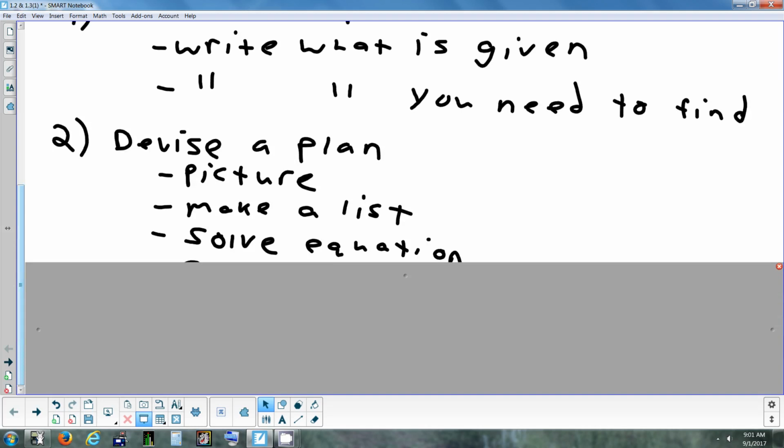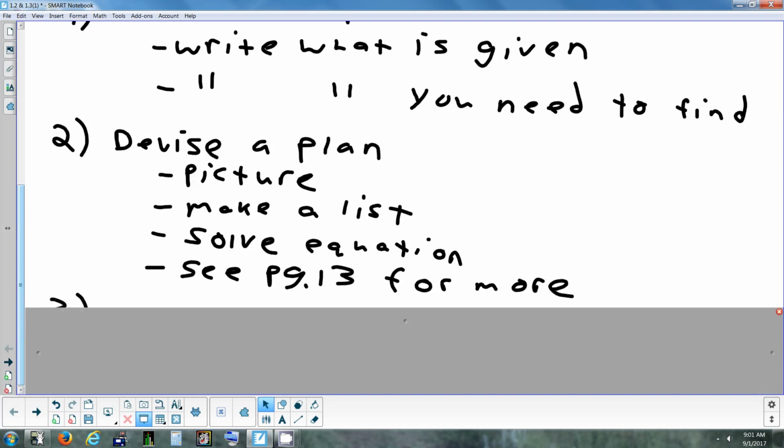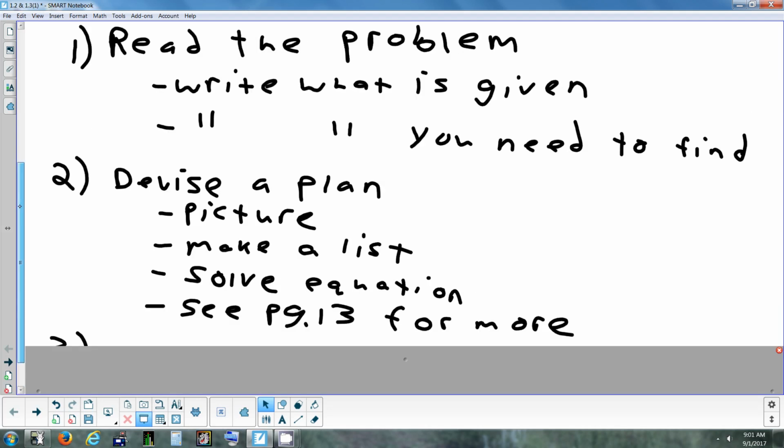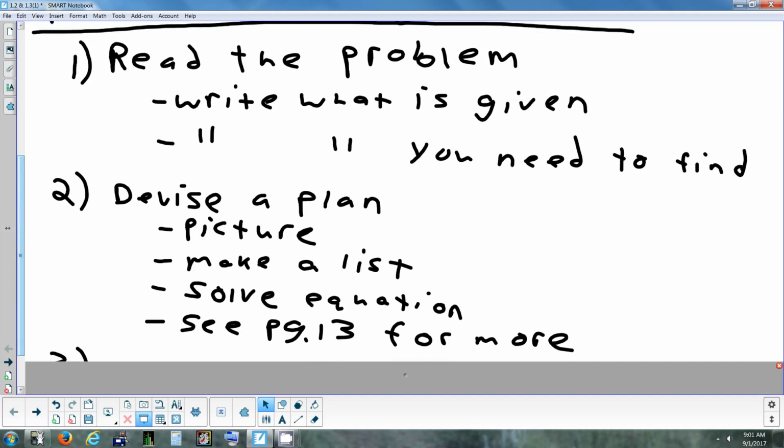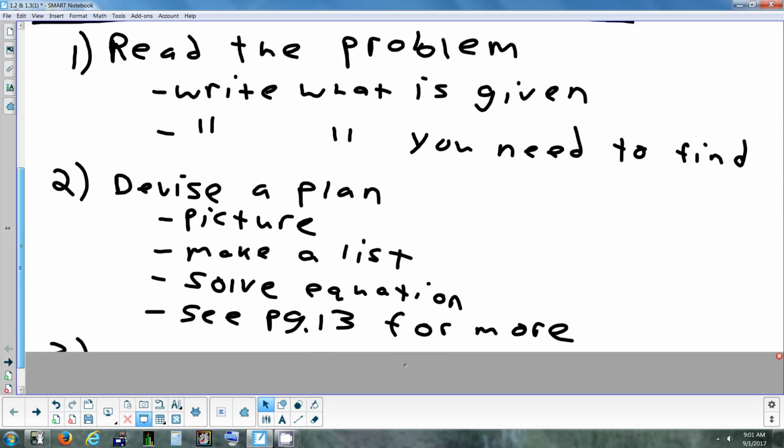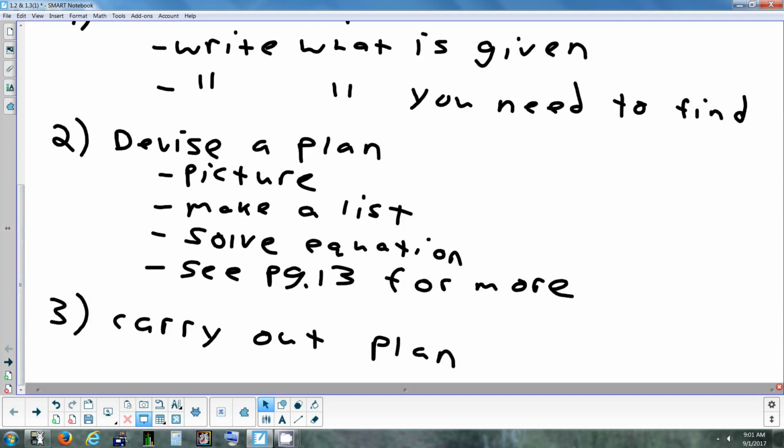Sometimes we do more than one of these things. A lot of times once you have a picture, then you can set up an equation using your picture. But setting up an equation at some point is usually part of the problem, and pictures can help you to get to that point. On page 13 in your book, they have a bunch of different suggestions for techniques for problem solving. So after you figure out what they want me to find, what they are telling me, and you have an idea of how you're going to approach it, then you actually carry out your plan.